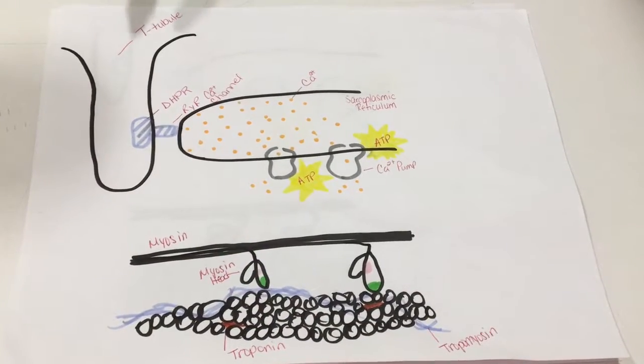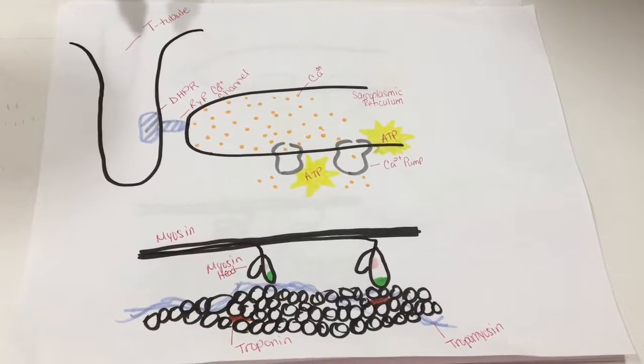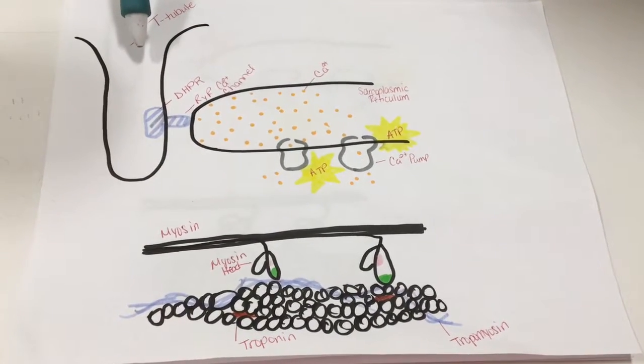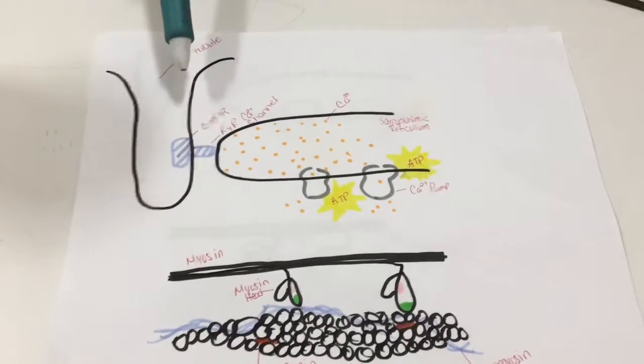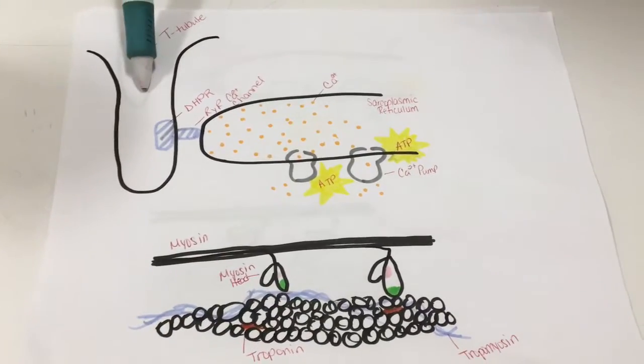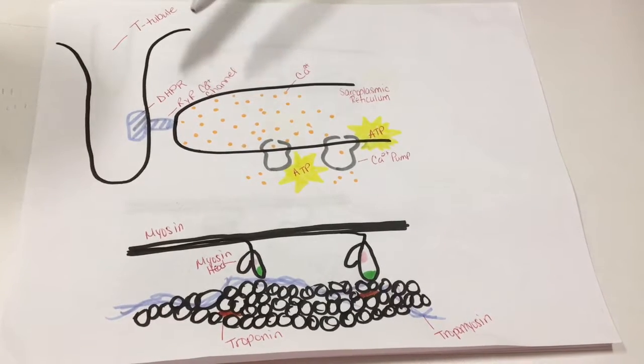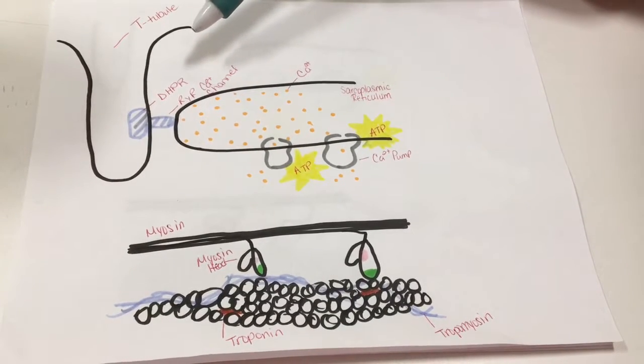The action potential propagates over the cell membrane and depolarizes the T-tubules. Here, the depolarization approaches a voltage-sensitive dihydropyridine receptor. Also known as the DHPR, the dihydropyridine receptor has not modulated yet.